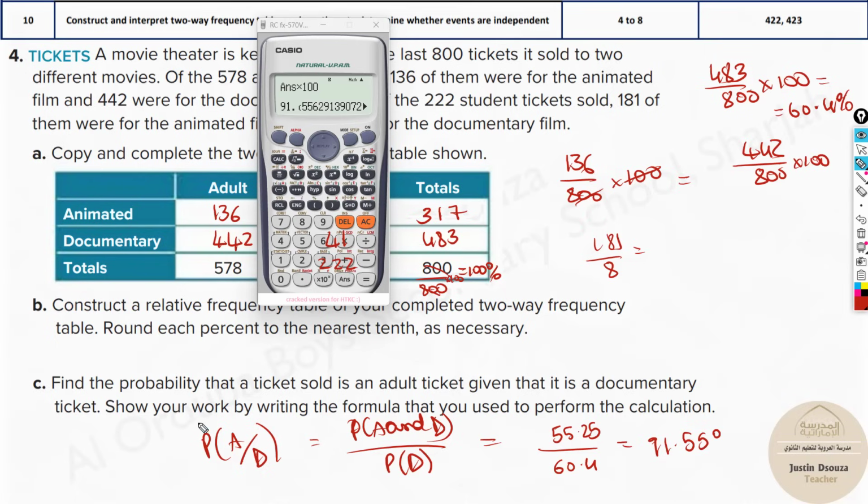91.55%. Now again, they have told it's nearest tenth, so let's just stick to the nearest tenth. So the final answer over here is 91.6 percent.